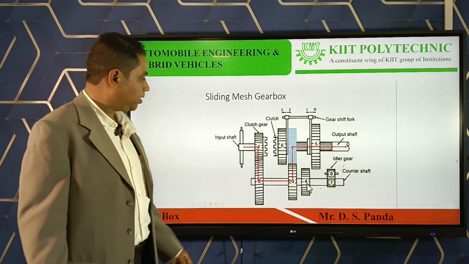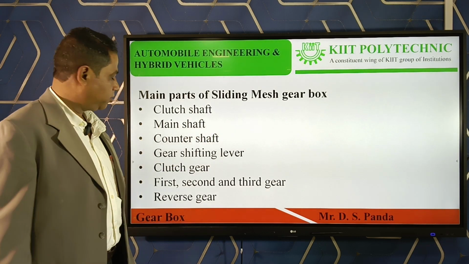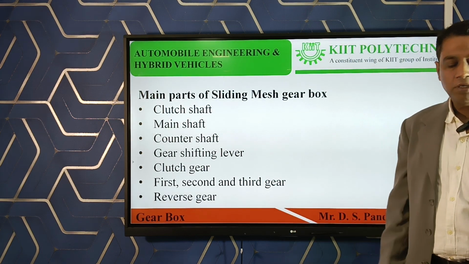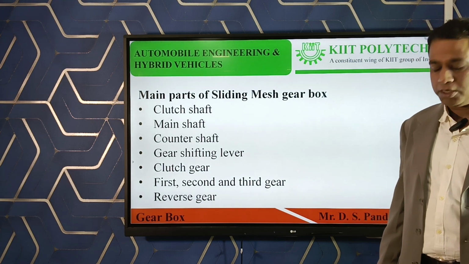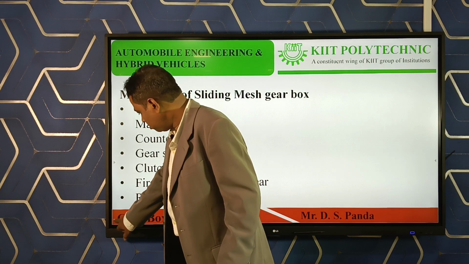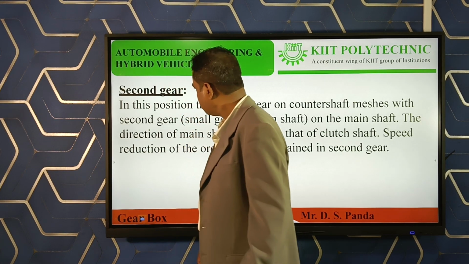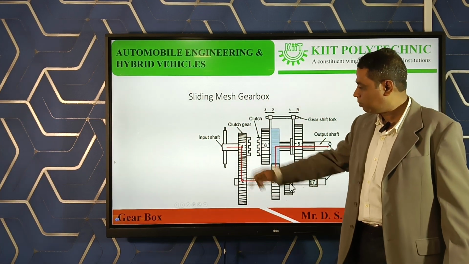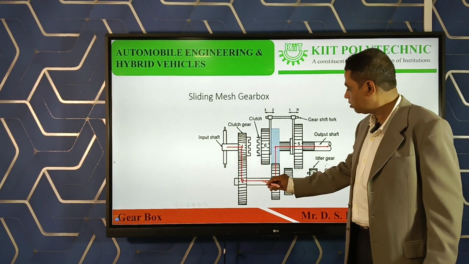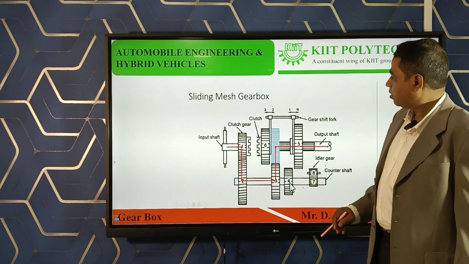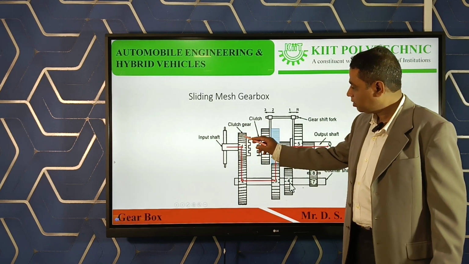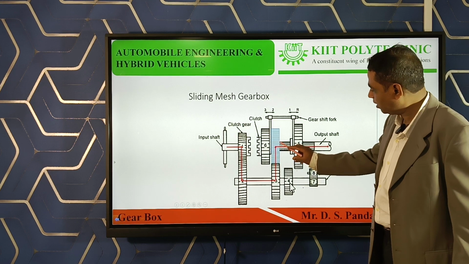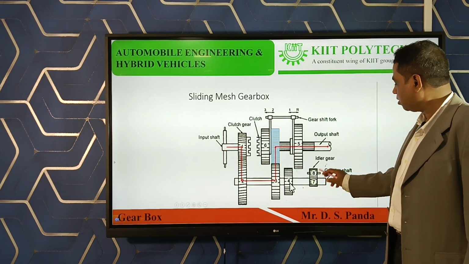So in the figure, the different components used, particularly in sliding mesh gearbox, are: starting from clutch shaft, then main shaft, counter shaft, gear shifting lever, clutch gear, first, second and third gear, idler or reverse gear. Here this one is the clutch shaft, this is the counter shaft, and this is the main shaft, output shaft or main shaft. This one is the gear shifting lever, this is the clutch gear, this is the first gear, this one is the second and third gear, and this one is the idler or reverse gear.